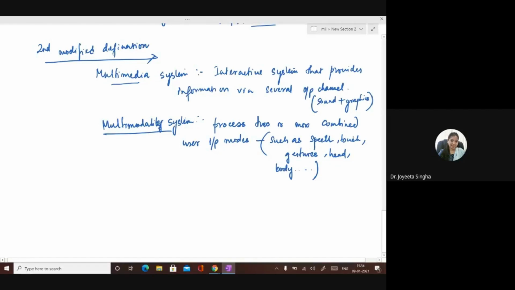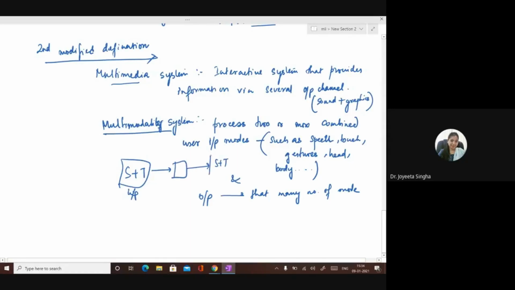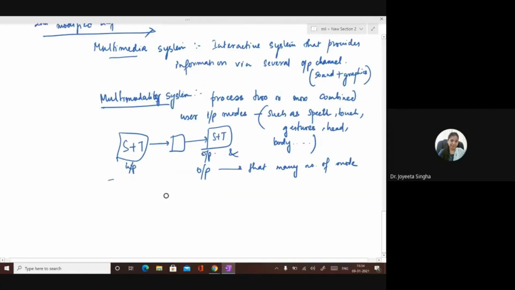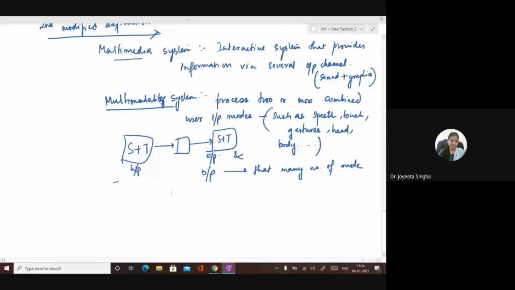Okay, so it processes two or more combined input modes, and the output will also give that many modes. That means if you have speech plus touch at the user side, the input side, you will have speech plus touch at the output side. This was a definition given by a researcher in 2012, Sharon Oviatt.